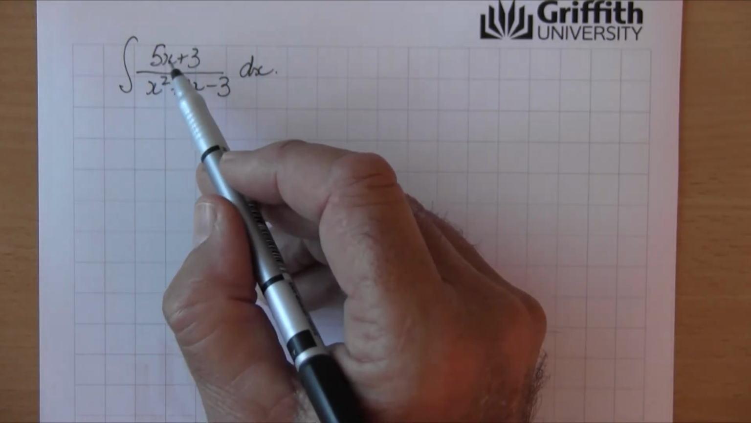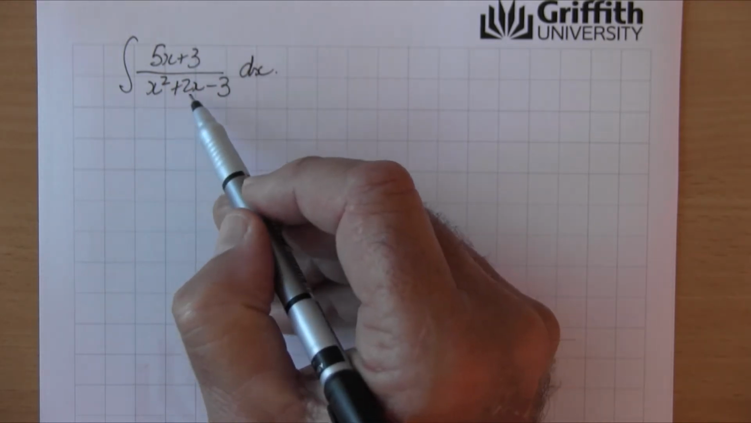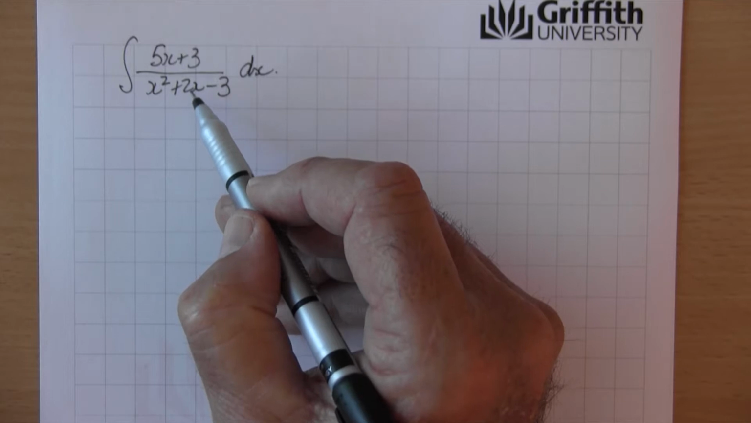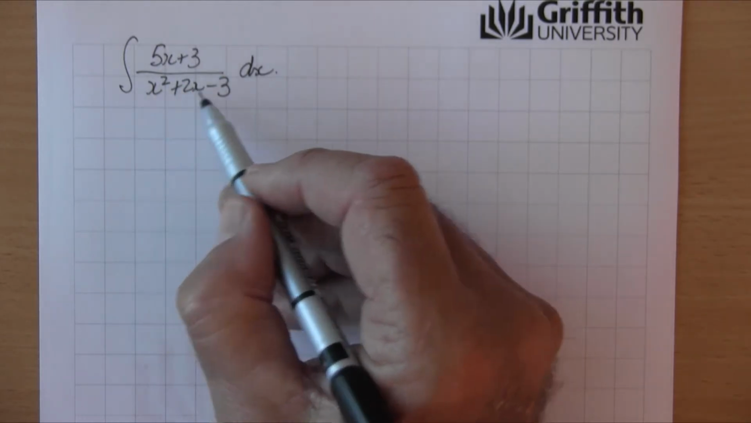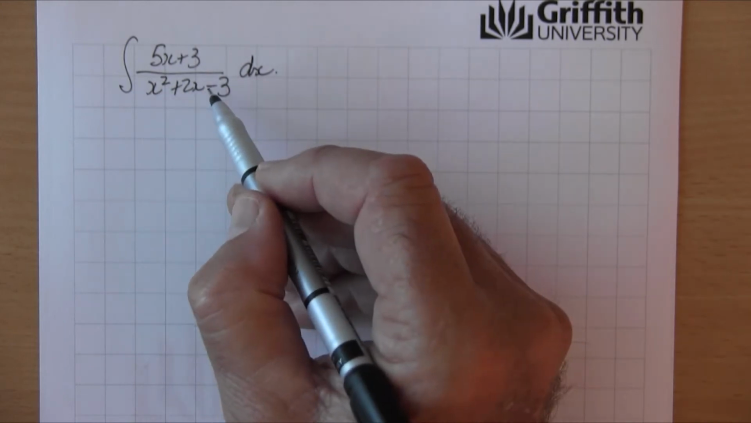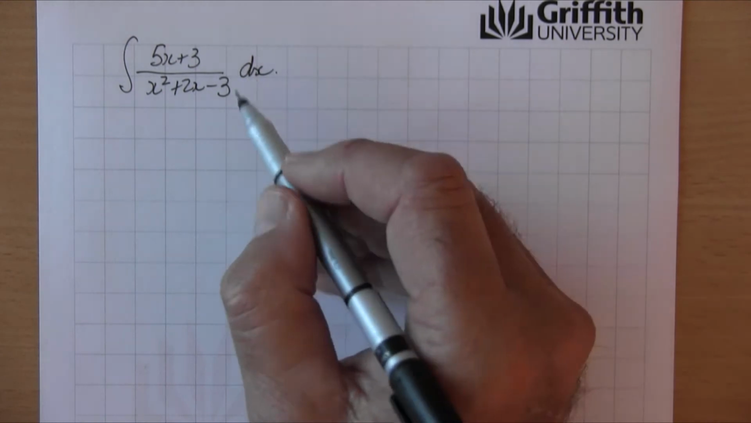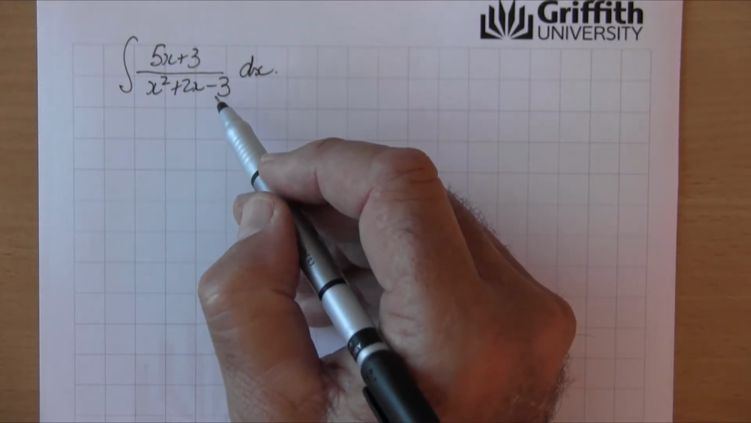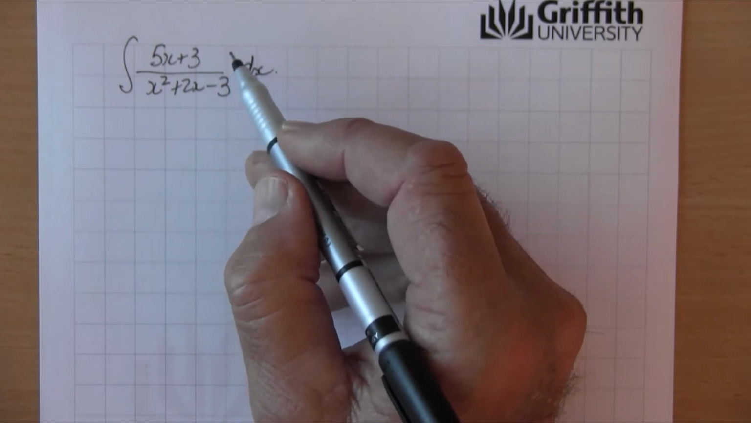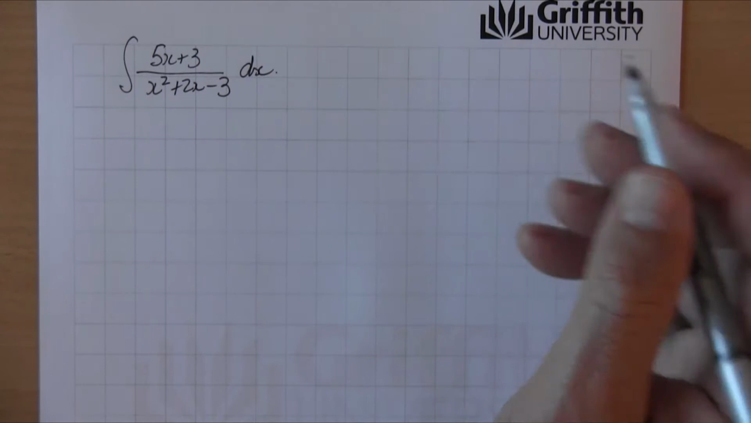So if this was like 5x plus 5 on the top, when you find the derivative of the bottom you get 2x plus 2. 5x plus 5 is a multiple of 2x plus 2, so by letting u equals the denominator and doing that substitution, finding du dx and then substituting for dx, you'll find that a lot of things will cancel out and you'll be left with the integral of 1 on u du, and so you can work it out.